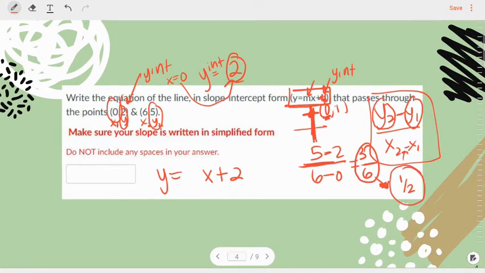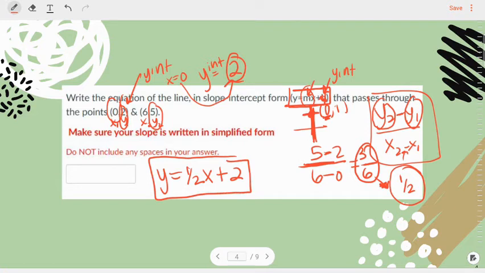So what did I just find? I just found my rise over my run, which is my m. So in my equation, I'm going to put that right in place of the m in front of x, so 1 over 2. Now that's all I have to replace when I write an equation. So my equation is y equals 1/2 x plus 2.